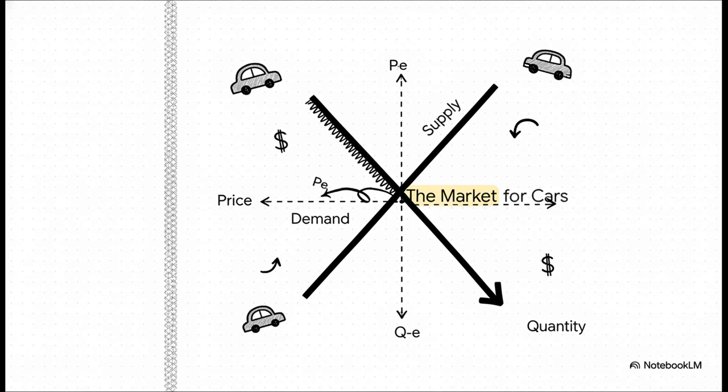Before you even think about shifting any lines around, just look at the axis labels. You've got price on the vertical axis and quantity on the horizontal axis. You have your demand curve sloping down and your supply curve sloping up. Right where they cross, that's your original equilibrium price, labeled PE, and equilibrium quantity, labeled QE. You should always ground yourself in these basics first.